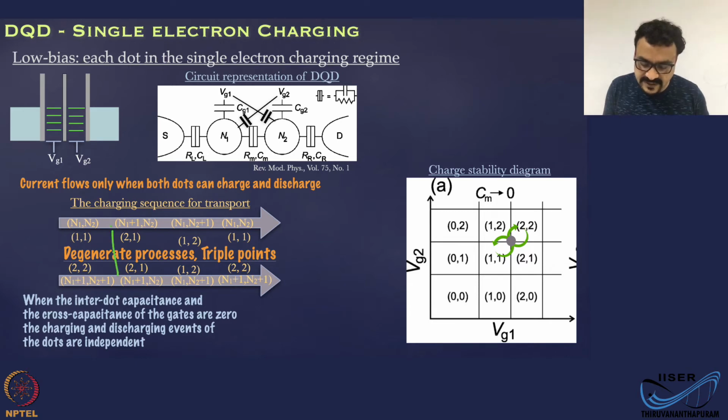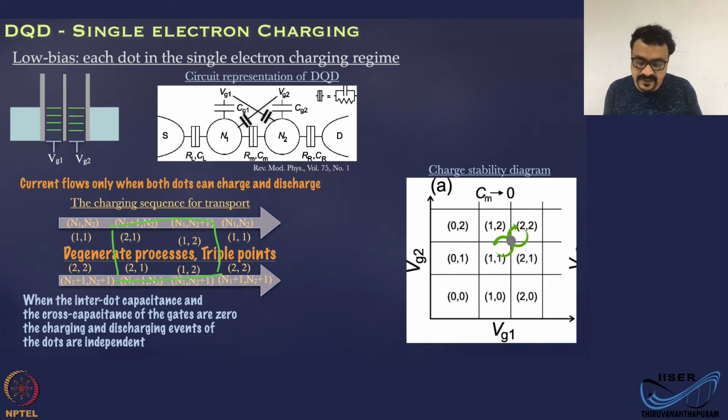So in both of these sequences, these charge states, that is 2-1, 1-2, are common. Both of these charge cycles will go through these two states, 2-1, 1-2. Okay.